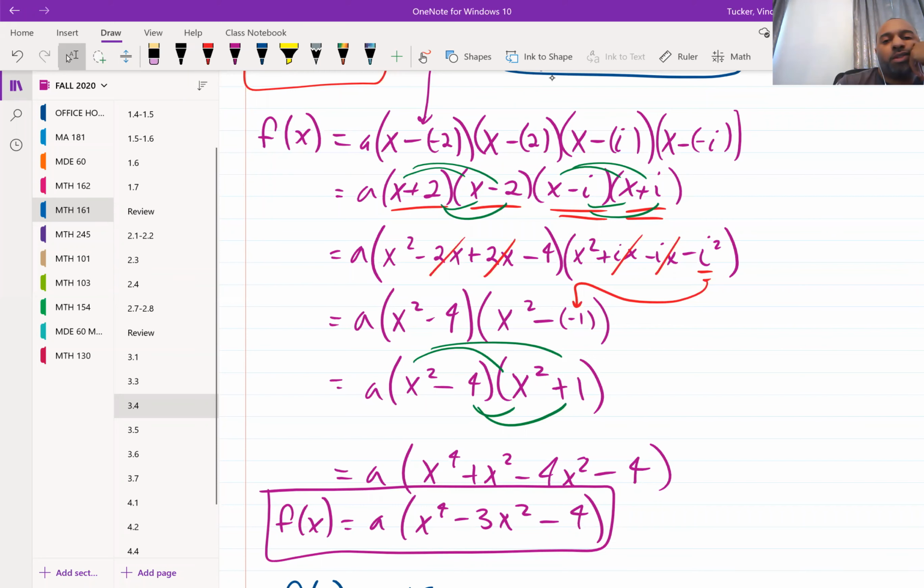All right, so you see all this is algebra. Doing a lot of distribution. Just got to make sure you pay attention to your signs. Keep track of your terms. Make sure you don't lose any.